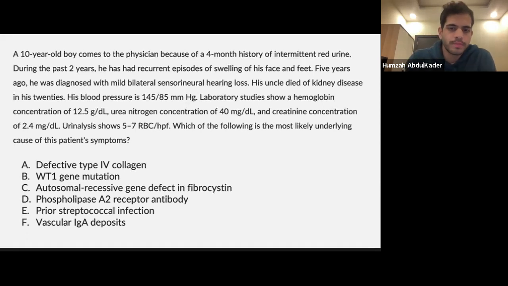Okay, so I think this one's fairly simple as well. A 10-year-old boy comes to the physician because of a history of intermittent red urine. In the past 2 years, he has had recurrent episodes of swelling on his face and feet. 5 years ago, he was diagnosed with mild bilateral sensorineural hearing loss. His uncle died of kidney disease in his 20s.